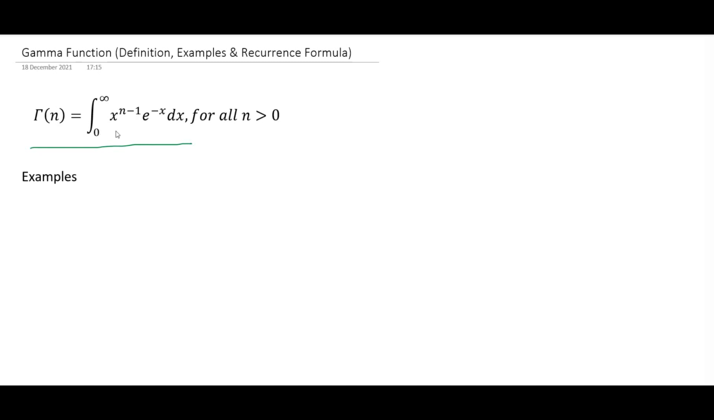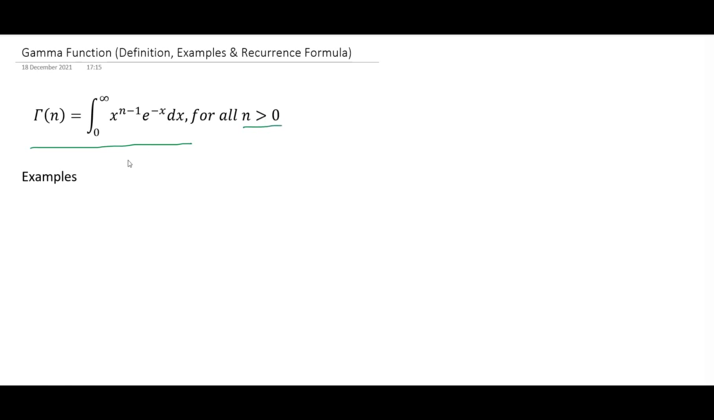Okay, so this is the definition. And this integral is convergent, it means it will give you a finite value, only if n is greater than 0. So this is another example of improper integral, and improper integral is a separate topic which can be discussed later. For the time being we assume that this gamma integral is convergent only if n is greater than 0.